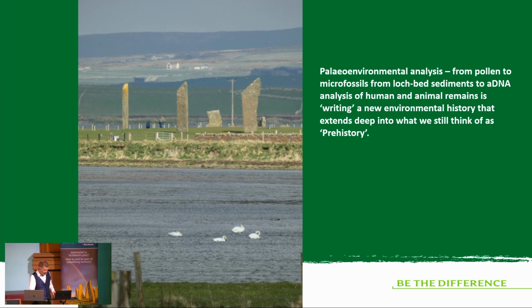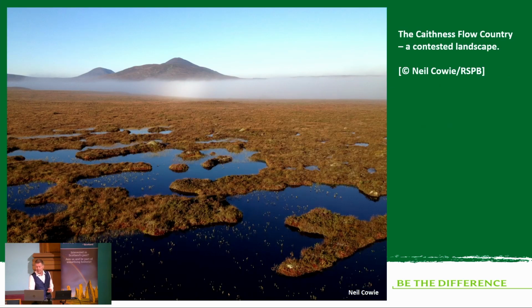In the flow country of northeast Sutherland and Caithness, for example, it was proposed in the 1990s that burning of vegetation was practiced by Mesolithic hunter-gatherer peoples who moved through the region around 9,000 years ago.